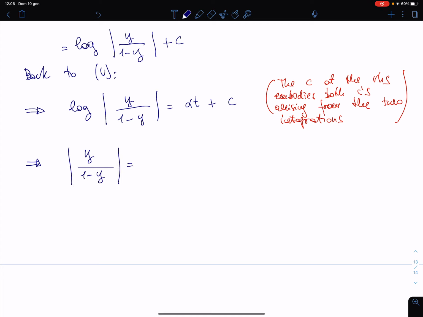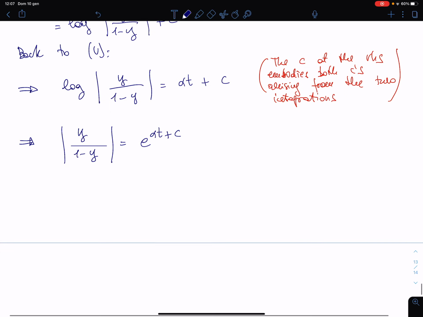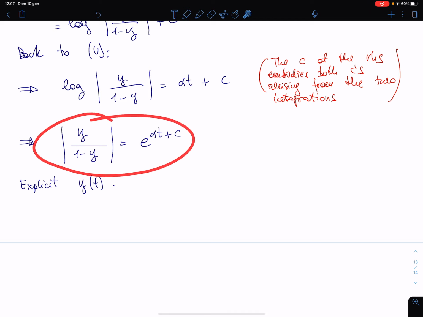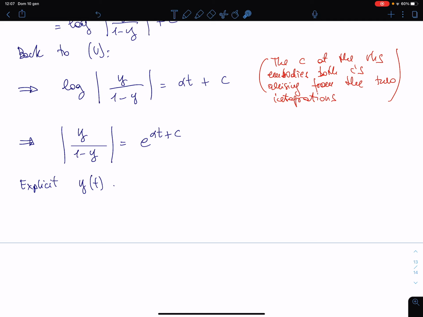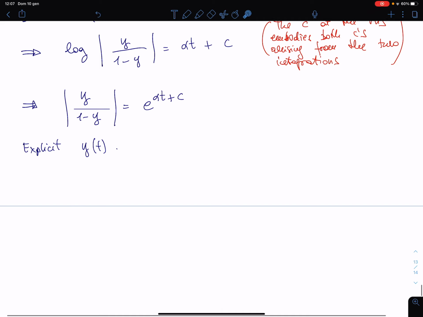value. This is equal to e to the power alpha t plus c. Okay? And this is the solution in an implicit form. And now the next step is explicit y of t. So we have to solve this equation. But remember here that there is an absolute value, so we have to deal with this absolute value. So now we have to distinguish two cases.